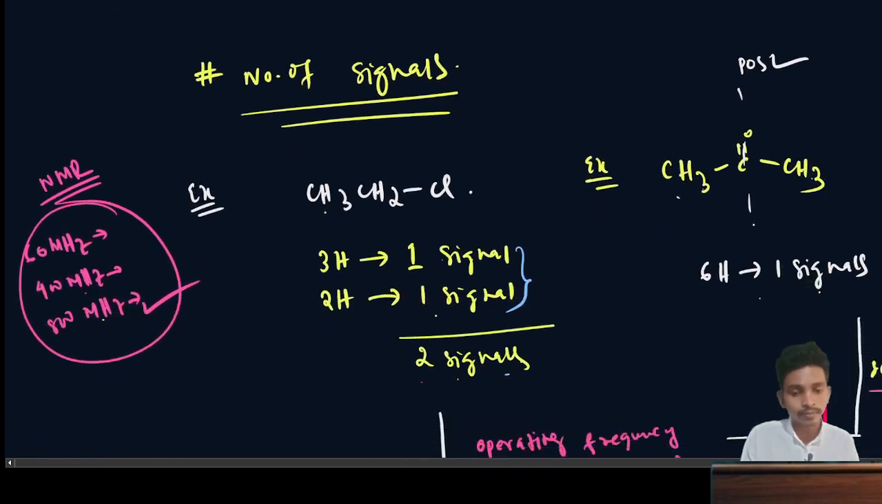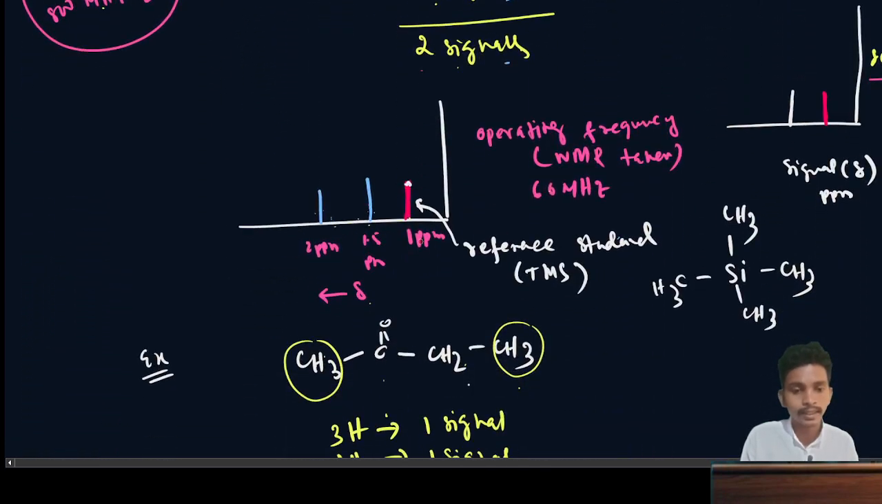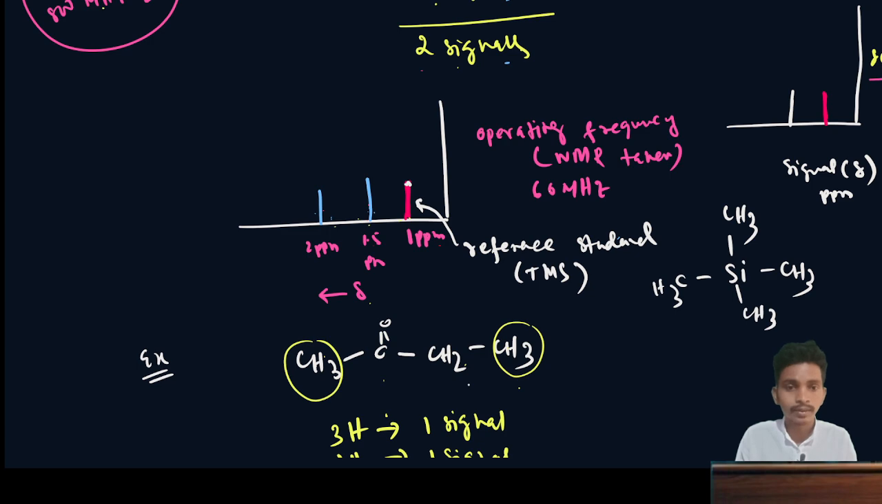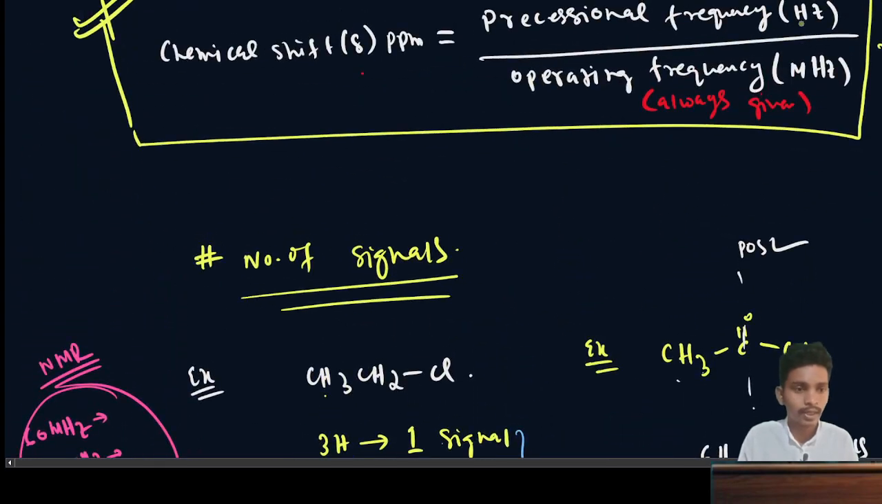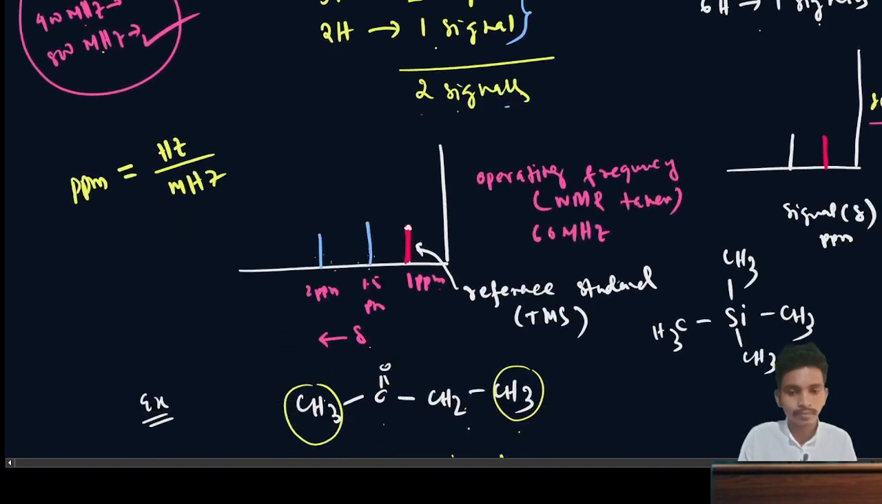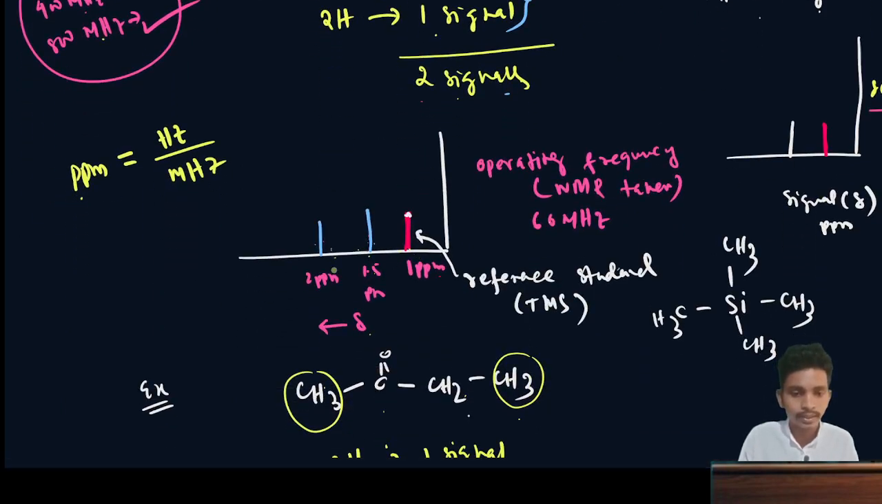Let's say here the chemical shift value is given as 1.52 ppm. Now they ask for the precessional frequency, then we can easily calculate that. We see that ppm, that is chemical shift, is equal to precessional frequency in Hertz upon operating frequency in megahertz. This is Hertz upon megahertz, this is ppm. So this one is given to you. Let's say this is 1.5 ppm and this is given as 60 megahertz.